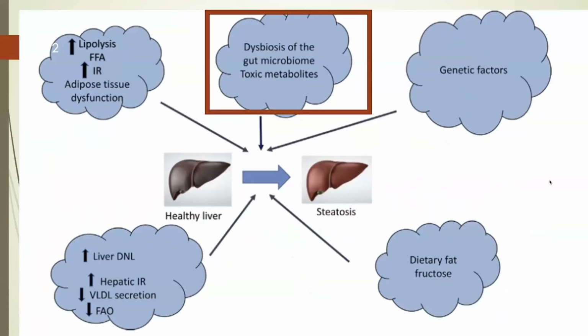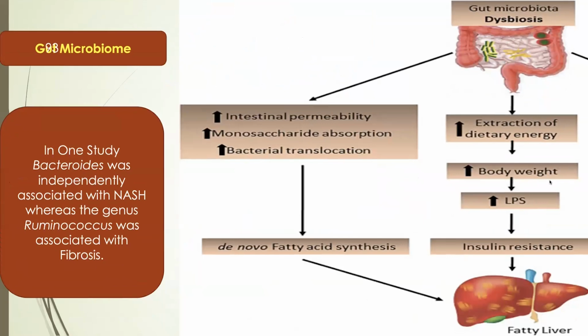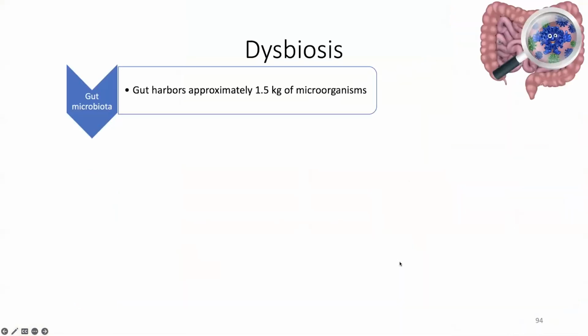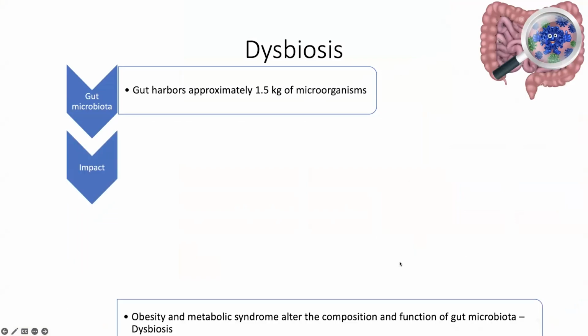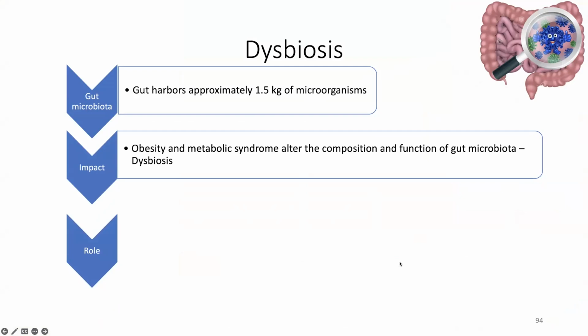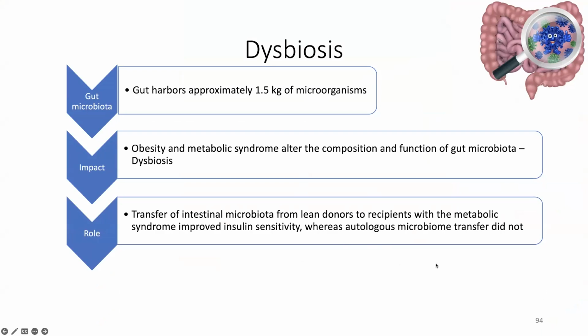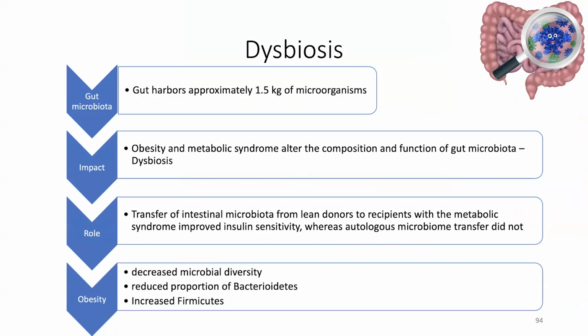There is also some role of dysbiosis of the gut and the microbiota. Gut microbiome has been shown to result in increased intestinal permeability. There is increased absorption of the monosaccharides, and it has been shown by multiple mechanisms. Dysbiosis of the gut is known to cause increased absorption, increased extraction of the energy. In fact, there are 1.5 kg of microorganisms which have been implicated in pathogenesis of NAFLD. And the composition of the bacteria is altered in patients with NAFLD. There is a reduced production of the bacteroides and more of firmicutes.